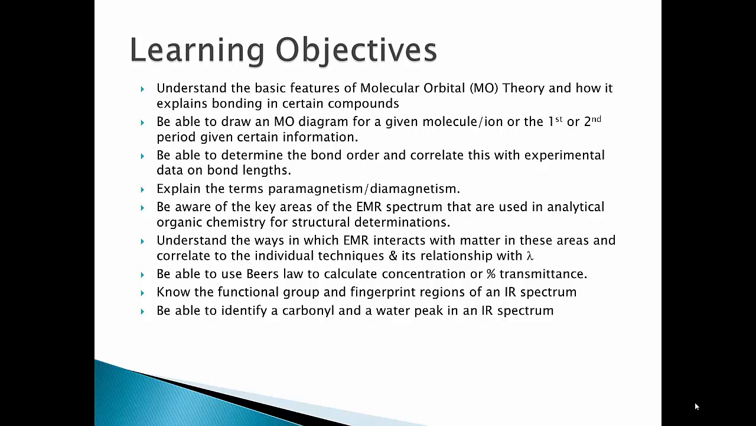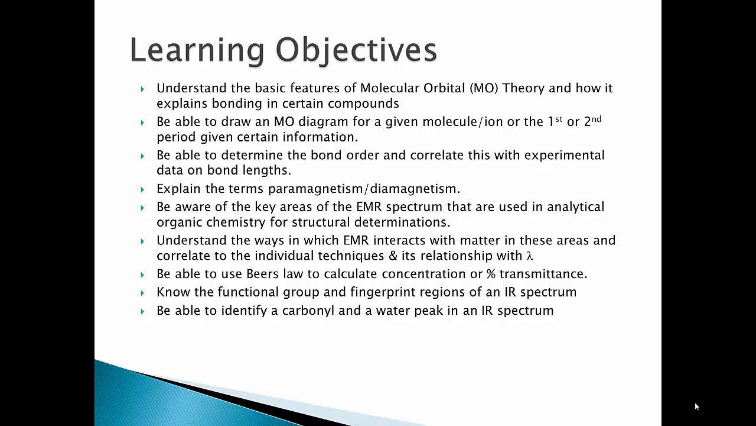Okay, so the objectives. What we want to cover today and get you to understand by the end of this video is hopefully the basic features of molecular orbital theory and how it explains bonding of certain compounds, and be able to draw molecular orbital diagrams. This is for the first or second period, and you'll be given the fill template that you'll need for that, so you just need to understand how to fill in the templates for the particular compounds. Be able to determine the bond order and correlate this with experimental data on bond lengths and also magnetism, so paramagnetism and diamagnetism.